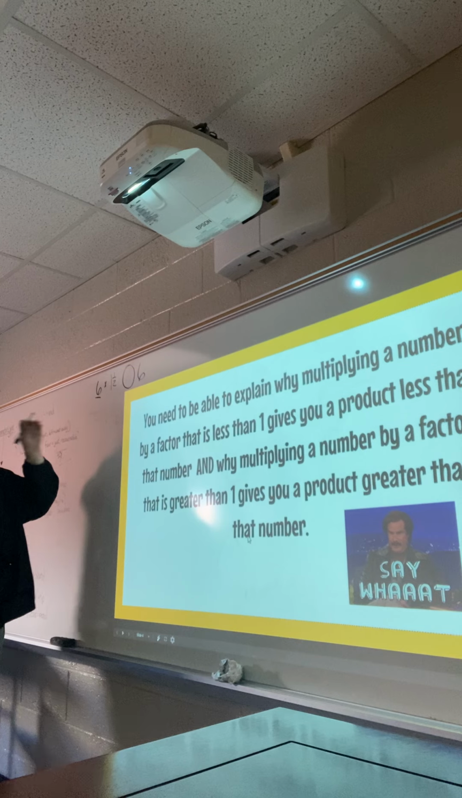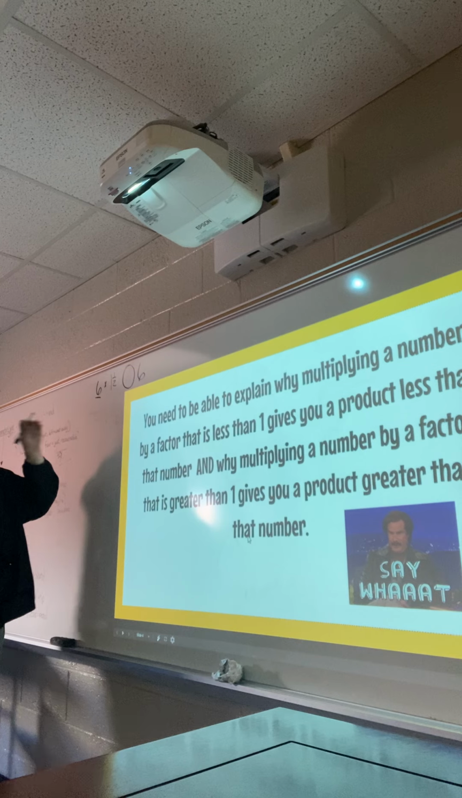So this is called interpret multiplication as scaling. Or think of it as resizing, okay? Resizing. So here's your standards. Then you're going to be able to explain the size of a product in comparison to the factors. And you'll explain why a product changes when a given number is multiplied by a factor greater than 1 or a factor less than 1, all right? So remember that, greater than 1 or less than 1. So you need to be able to explain why, when you multiply a number by a factor that is less than 1, it gives you a product less than that number.